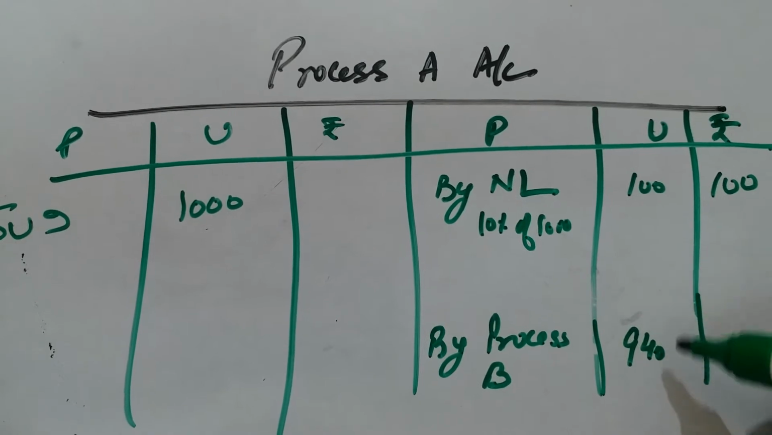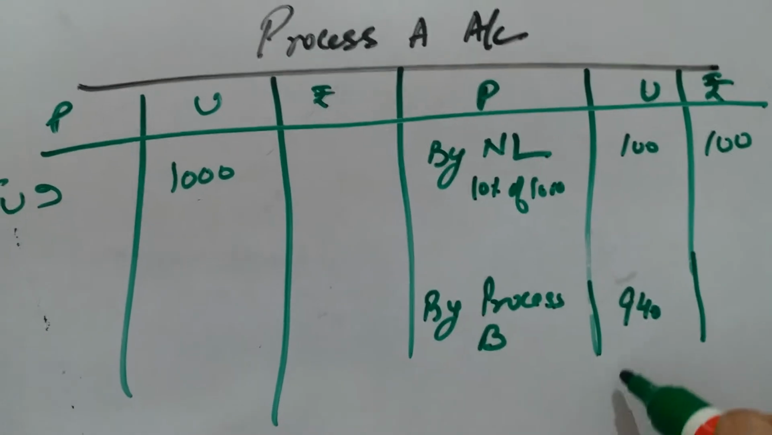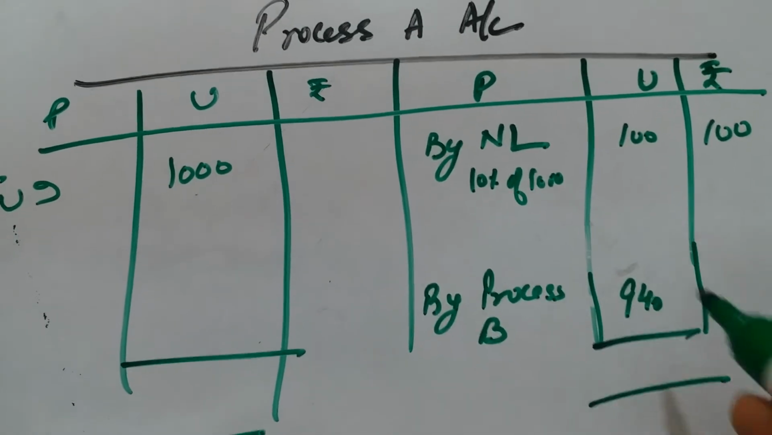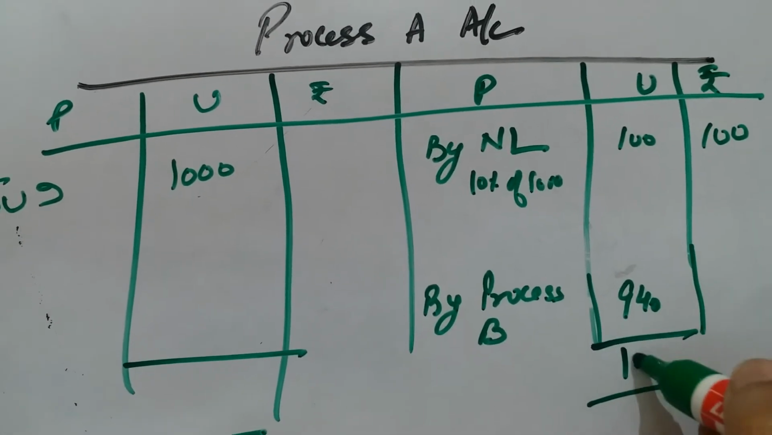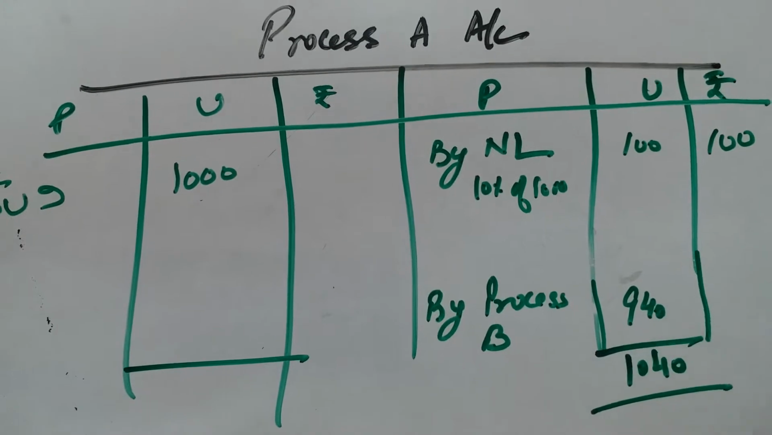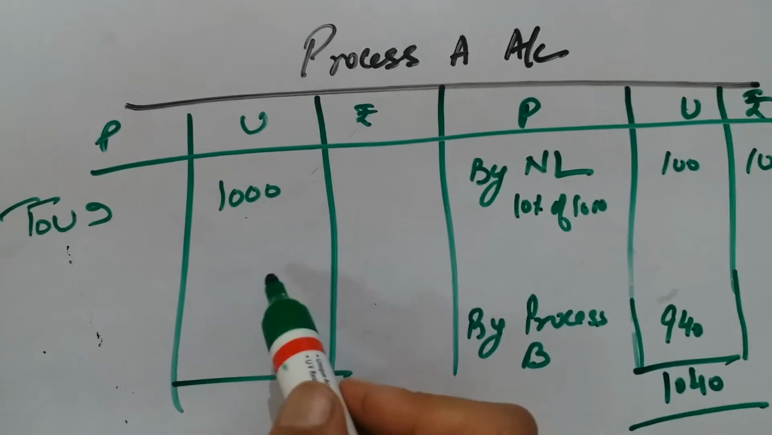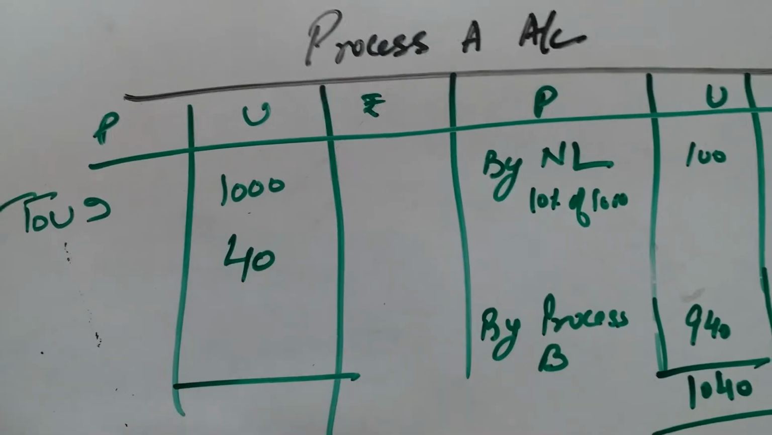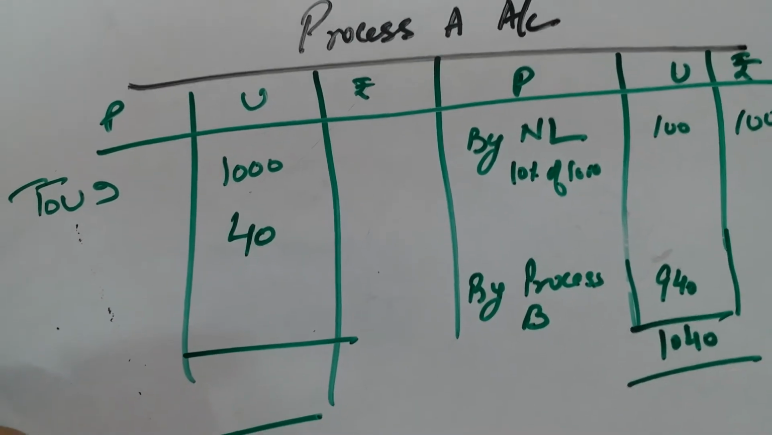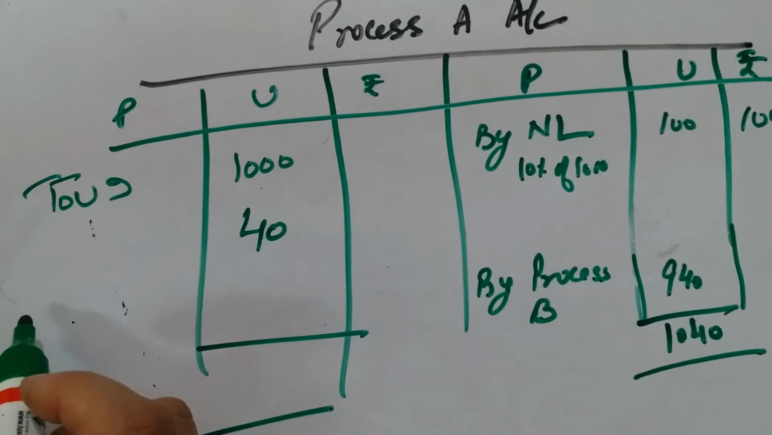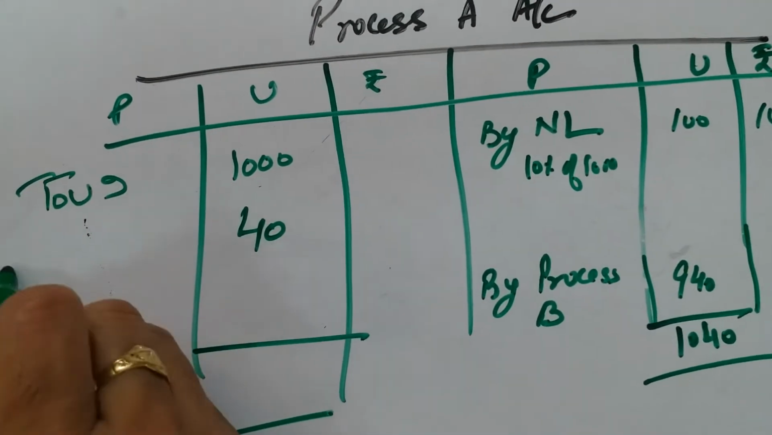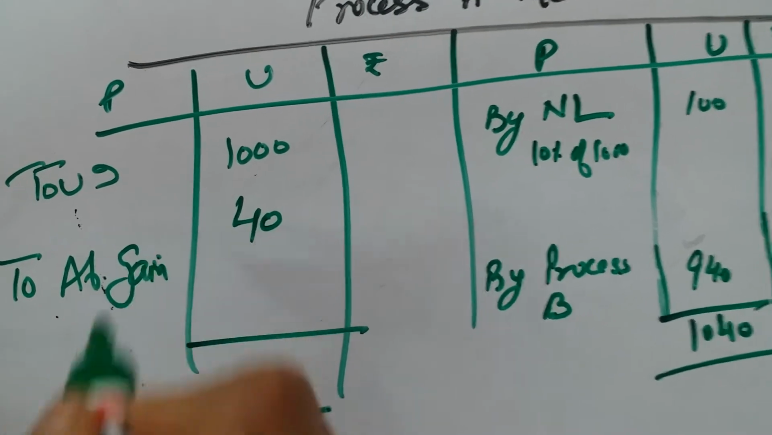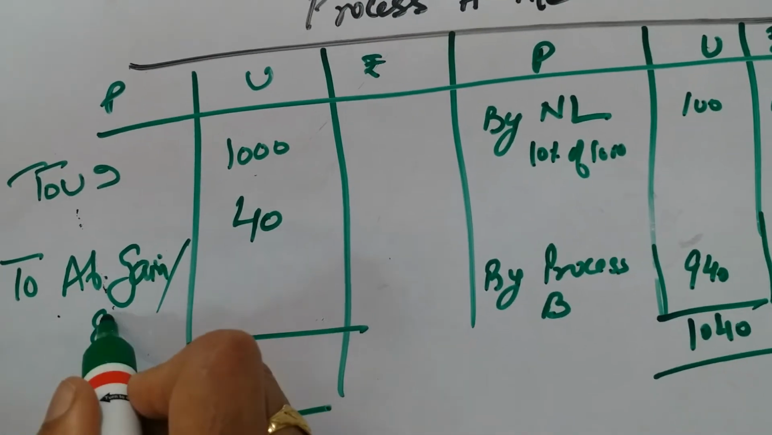Now, when we do the totals, see how much total is coming over here. It is 1040, and over here we have 1000. So in order to balance, we have 40 units on the debit side. These are the units of abnormal gain, or we can also call them abnormal effectives.